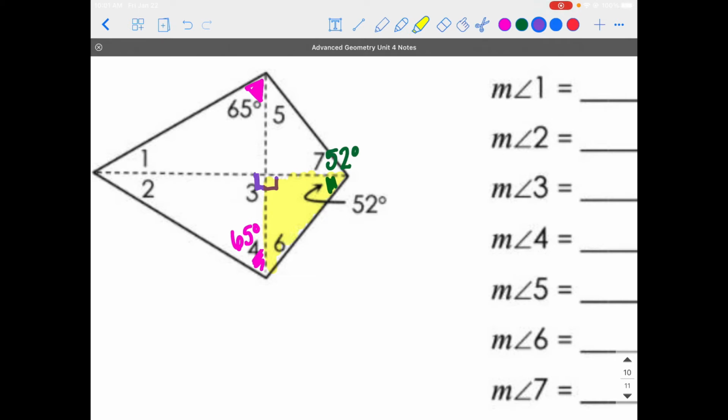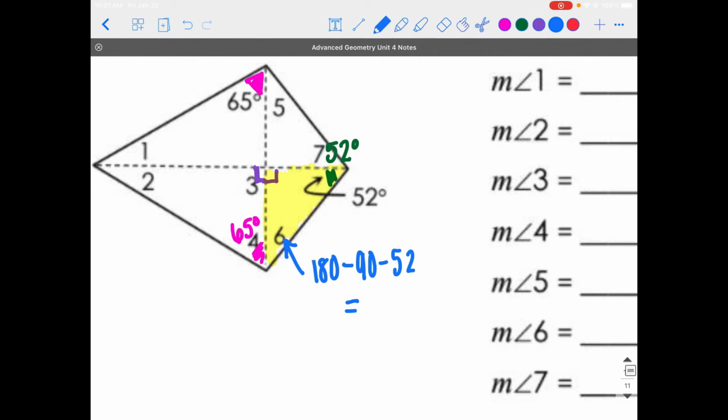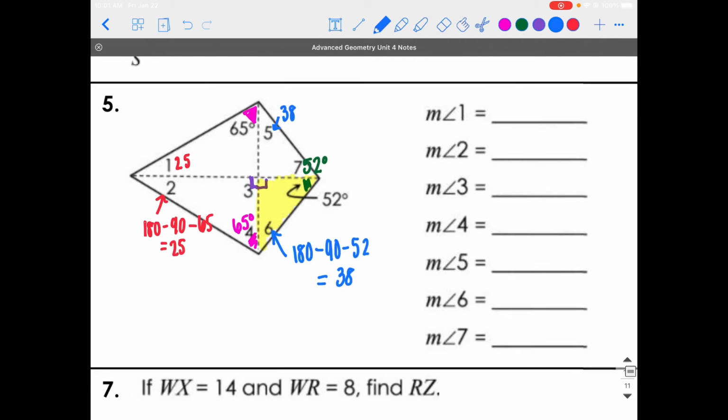So here I've got a triangle. For angle 6, I can do 180 minus 90 minus 52, which is 38. And then over here, for angle 2, I can do 180 minus 90 minus 65, which is 25. So that means angle 1 is 25, and angle 5 is 38, because it's the same as angle 6.